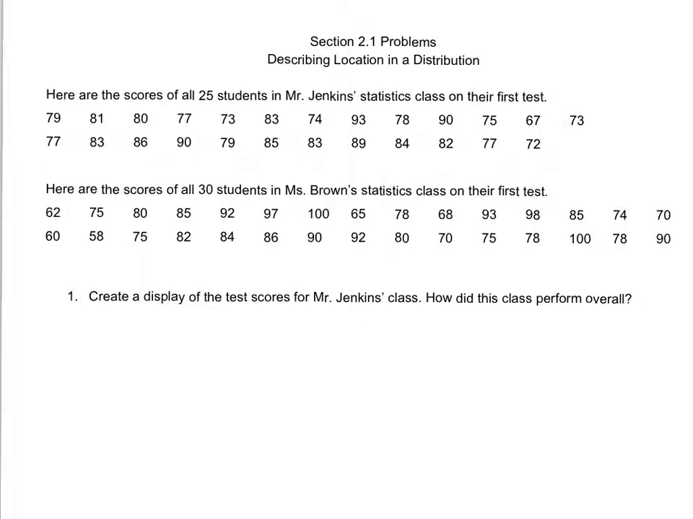Right, so here we're looking at section 2.1 where we're talking about describing the location within a distribution. And so I've given you two sets of data. This data is, obviously, made up, but we're looking at some test scores for two different statistics classes, one being Mr. Jenkins' class and the other being Ms. Brown's class. And so for these groups, we want to describe or create a display and then describe how the class performed overall.